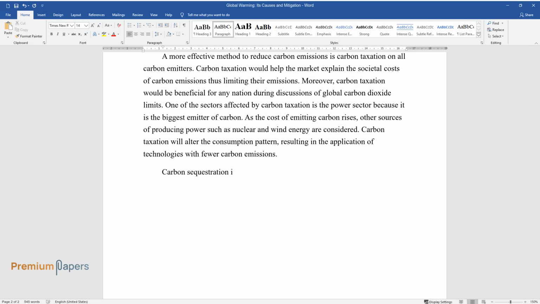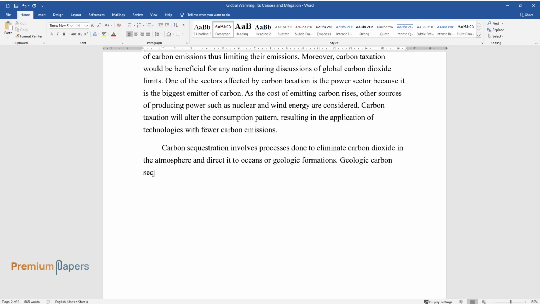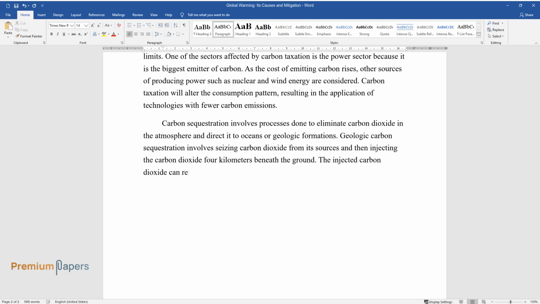Carbon sequestration involves processes done to eliminate carbon dioxide in the atmosphere and direct it to oceans or geologic formations. Geologic carbon sequestration involves seizing carbon dioxide from its sources and then injecting the carbon dioxide for kilometers beneath the ground. The injected carbon dioxide can remain in the ground for 1,000 years.